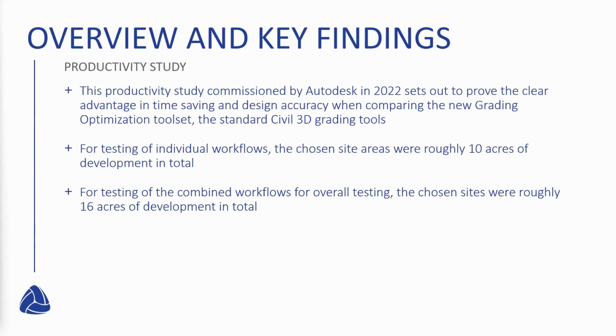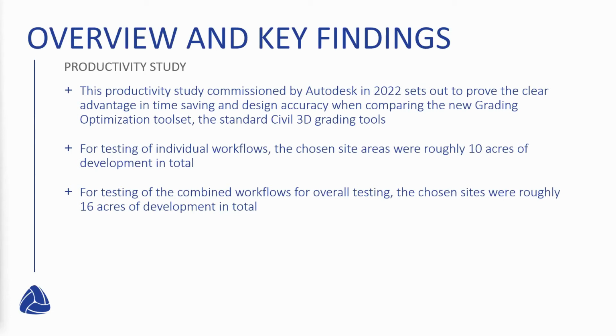So basically, we're going to be comparing the time saved as well as the design accuracy when comparing the new grading optimization toolset to the existing standard Civil 3D grading tools, which we are mostly all familiar with. For the first 4 steps, those are going to be testing the individual workflows. Those areas all amount to approximately a 10-acre development. And then when doing the combined workflow, that's the overall site with all of the first 4 steps included in it, and all of them are based on each other.